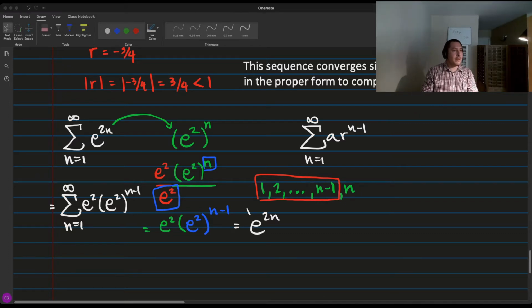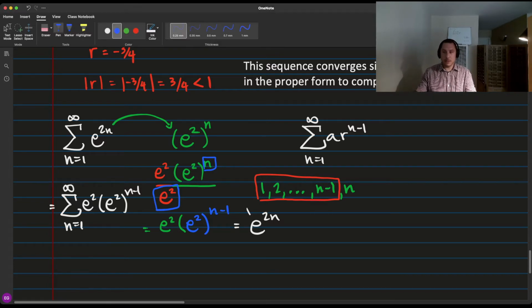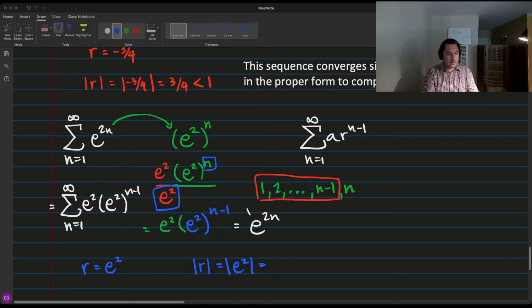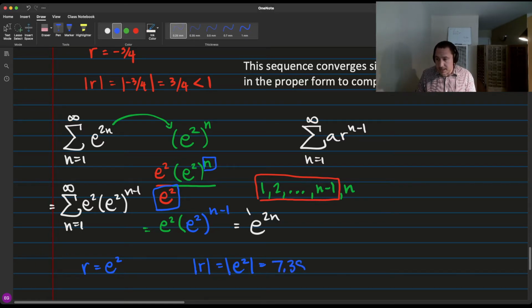Now what we need to do is compare that r value to 1. My r is equal to e squared. And now I need to compare the absolute value of r, so I have the absolute value of e squared. We need to know what e squared is equal to. So I'm going to Wolfram to do that right now. E squared is approximately 7.38. That is not less than 1, so this series does not converge, because it's a geometric series where the r value is greater than 1. All these terms would add up to infinity. The limit would not go to a definite value.